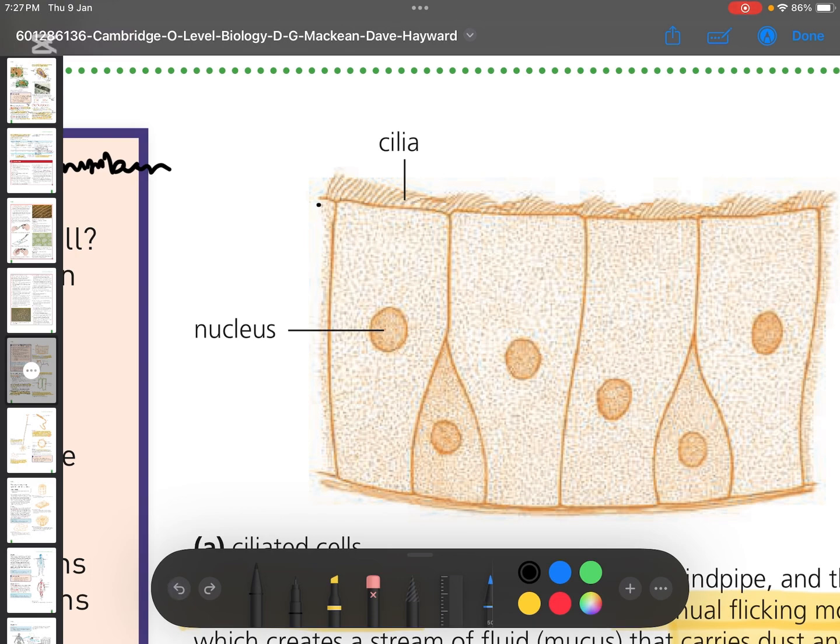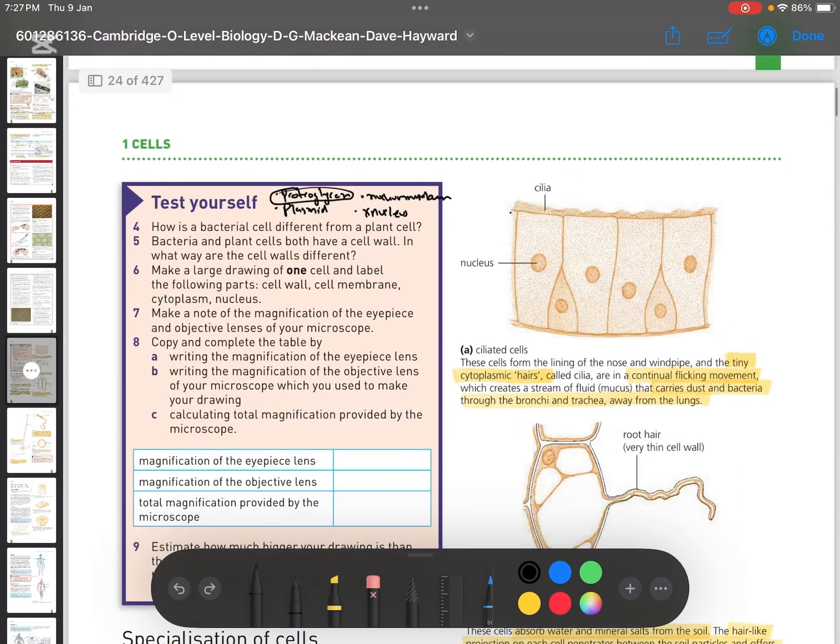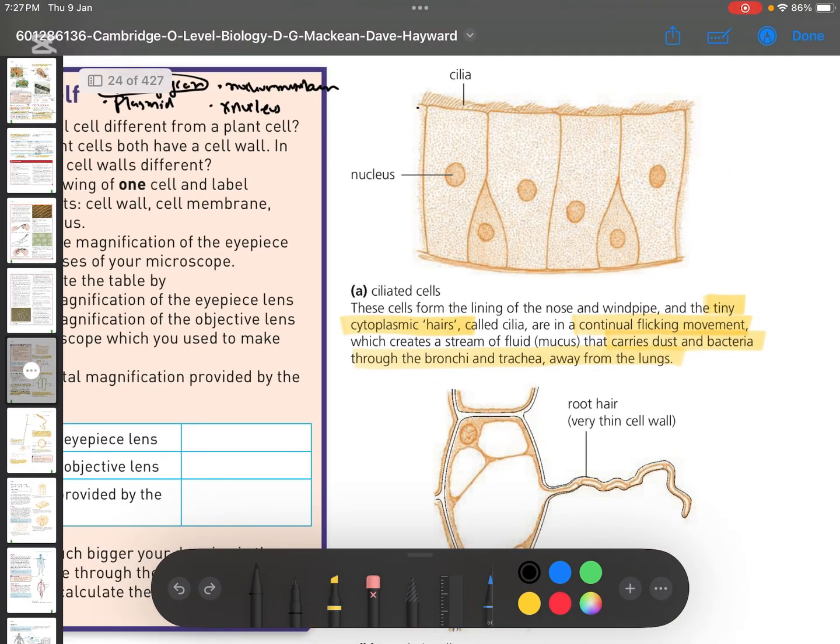And the example that they have given here is that in your windpipe, from your nose and your windpipe, where your air enters, there are tiny cytoplasmic hair-like extensions called cilia, continuously flicking movement, right? Which helps in secreting the mucus, carries dust and bacteria through the bronchi.